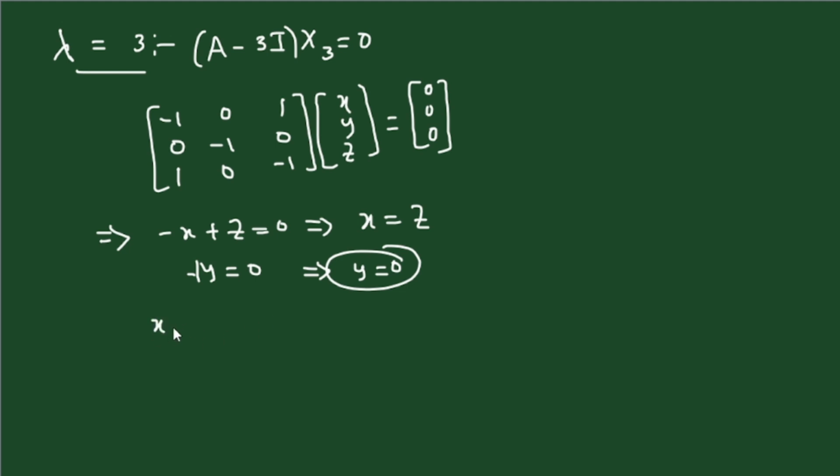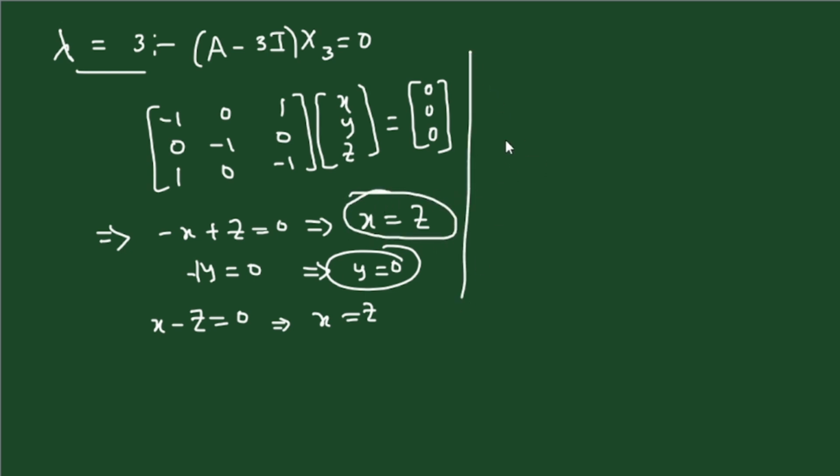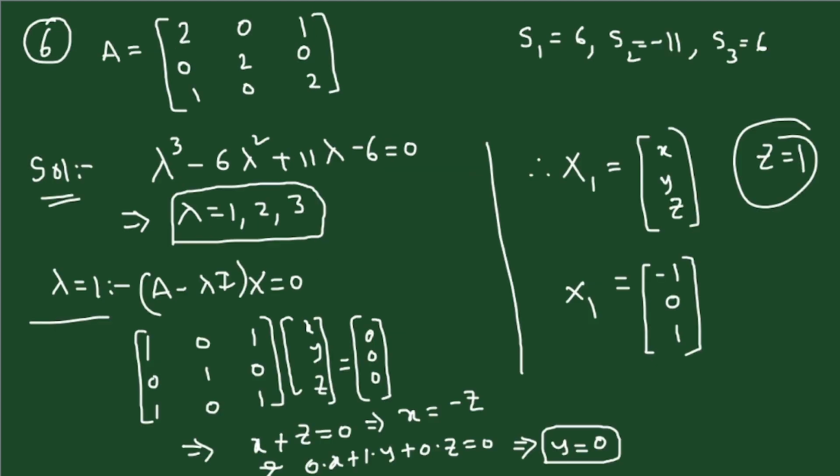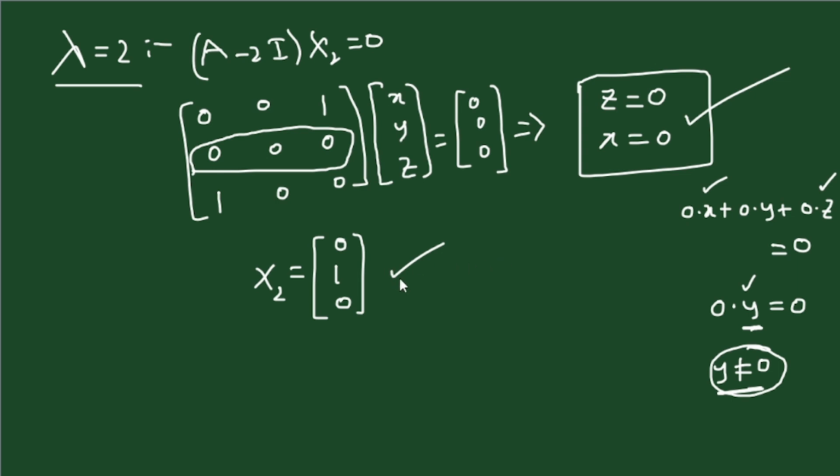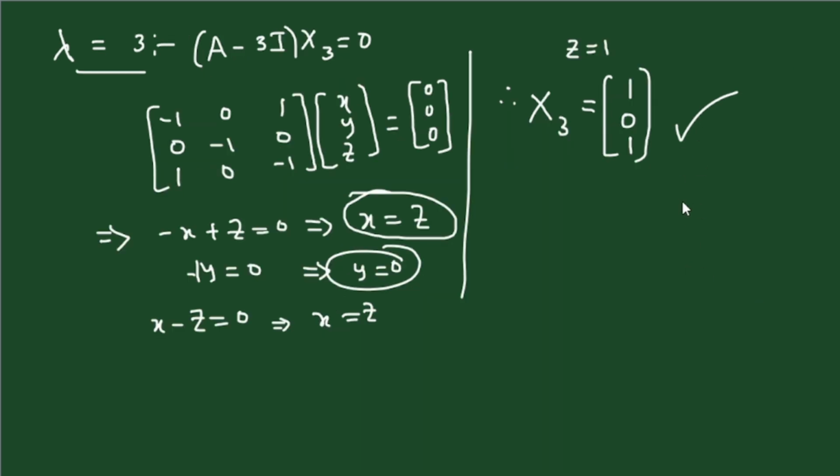The third row again gives x minus z equal to 0, which is the same as the first equation, x equal to z. So you have got x equal to z and y equal to 0. Therefore, if you choose z equal to 1, what will you get? x equal to 1, y is already 0, z equal to 1. So this becomes the third eigenvector corresponding to lambda equal to 3. So the first eigenvector is minus 1, 0, 1. The second eigenvector is 0, 1, 0. The third vector is 1, 0, 1.